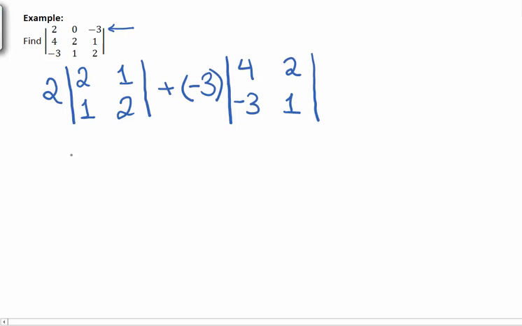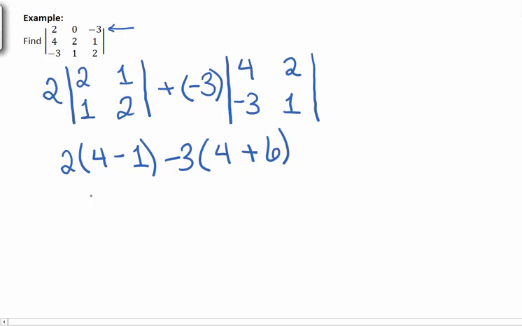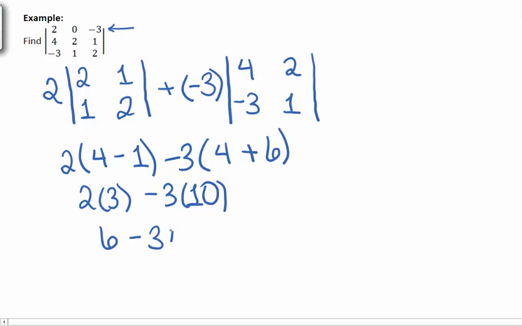We now just take the determinants of the 2 by 2. 2 times 2 is 4, minus 1 times 1 is 1. 4 times 1 is 4, minus -6. So this is now 2 times 3, minus 3 times 10. So 6 minus 30. So our determinant here is -24.